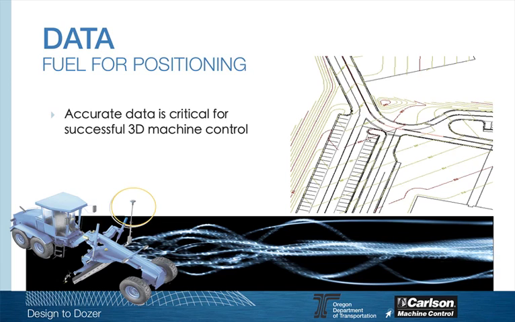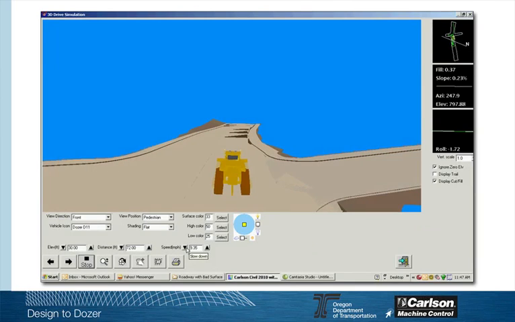Absolutely critical. It is the fuel for positioning. And again, the machines will just sit there and do nothing, just like a printer, if the data is not available or the data is not accurate.